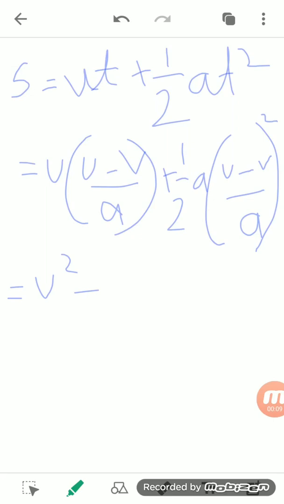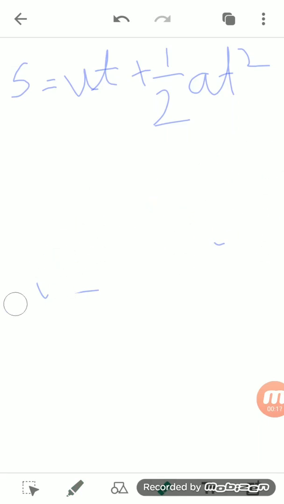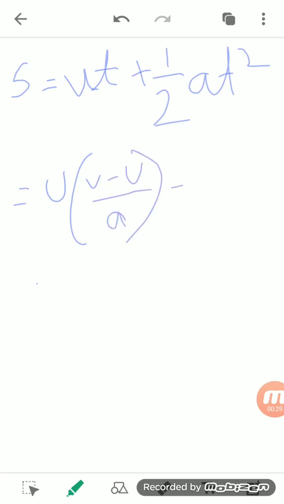s equals ut plus half at square, and that will be equals to... now see here, putting the value of t in the formula. So what is the formula? That is u, and t is equal to (v minus u) upon a, plus half a, and the bracket (v minus u upon a) the whole square. Okay, now when you open the bracket, then what you will get?